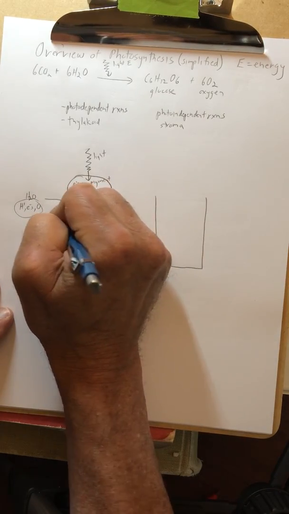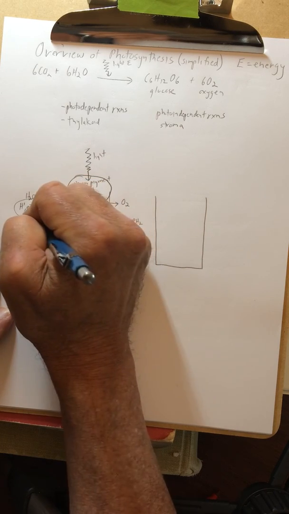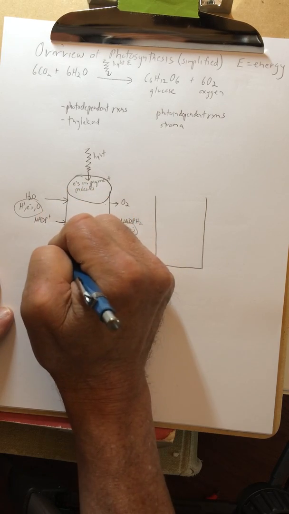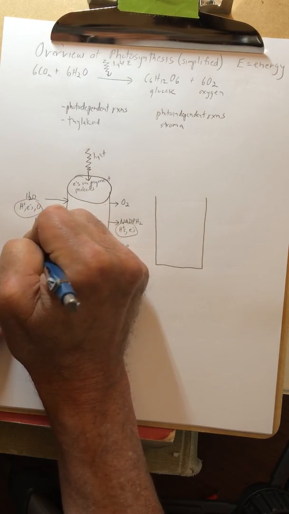So if we're making NADPH2, we have to start with NADP. And if we're making ATP, we have to start with ADP plus phosphate.